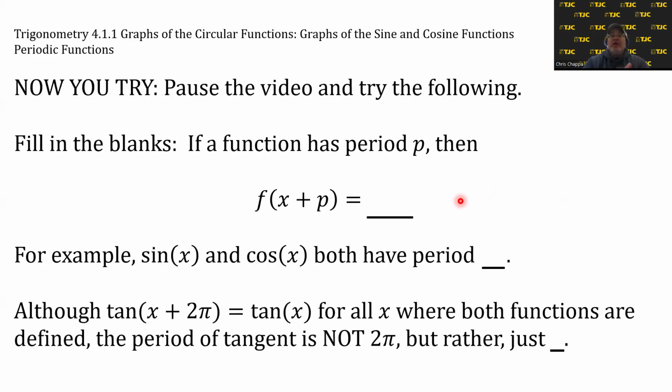Now you try. Pause the video and try the following. Fill in the blanks. If a function has period p, then f of x plus p equals blank. For example, sine x and cosine x both have period blank. And although tangent x plus 2 pi equals tangent of x for all x where both functions are defined, the period of tangent is not 2 pi, but rather just blank. Pause the video, give it a try.